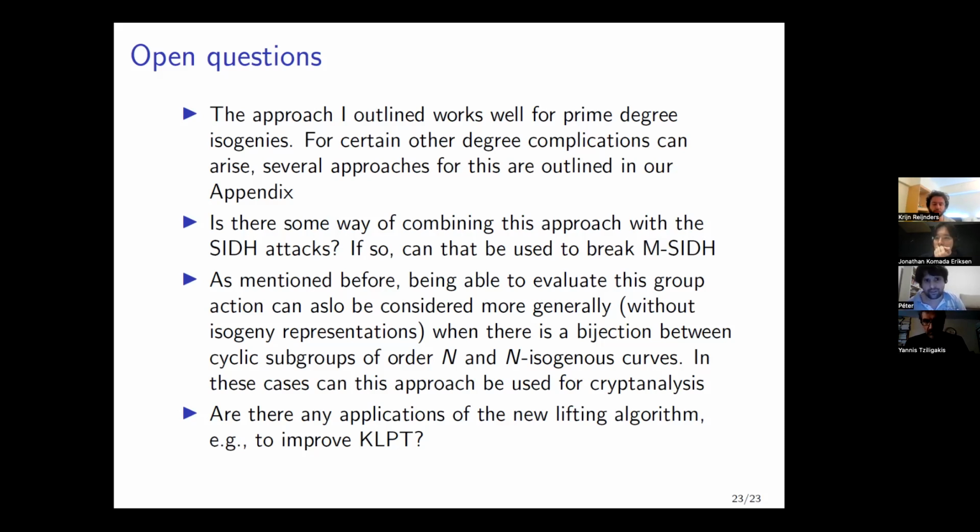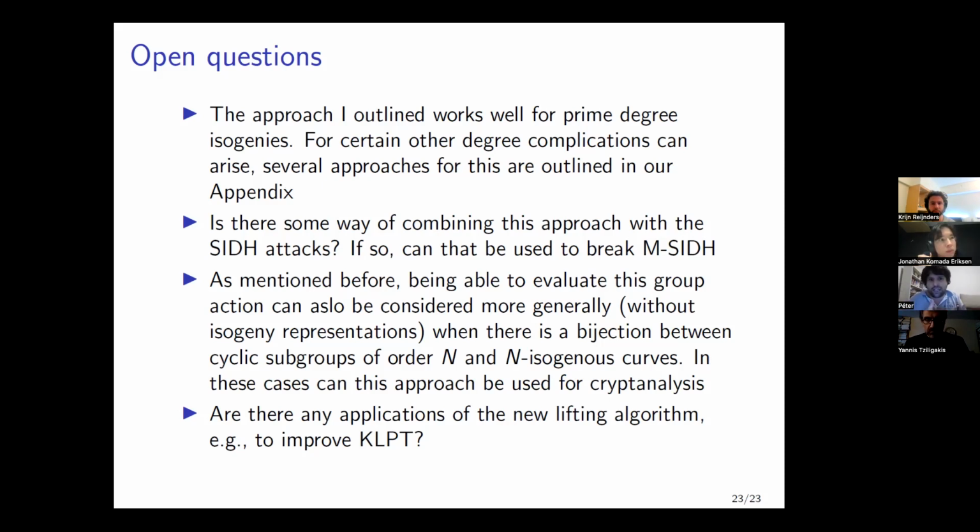So one is that this is somehow a completely orthogonal approach to the SIDH attacks. It works better when the degree is prime, and doesn't work when the degree is super smooth. Basically, what you have to aim for is being able to evaluate this group action. It's also kind of agnostic to images exactly or images up to a scalar.